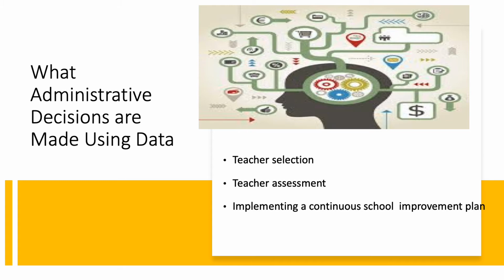Improving processes using data as a part of an overall continuous improvement plan includes some administrative decisions you might not consider right away, as they are a bit removed from the business of establishing learning objectives, pre and post testing on them to measure learning, and designing or selecting appropriate interventions. There are many positions to select for and assess, and still other administrative decisions made with data. Here, we're taking a look at teacher selection and teacher assessment before turning to data use when implementing a continuous school improvement plan.